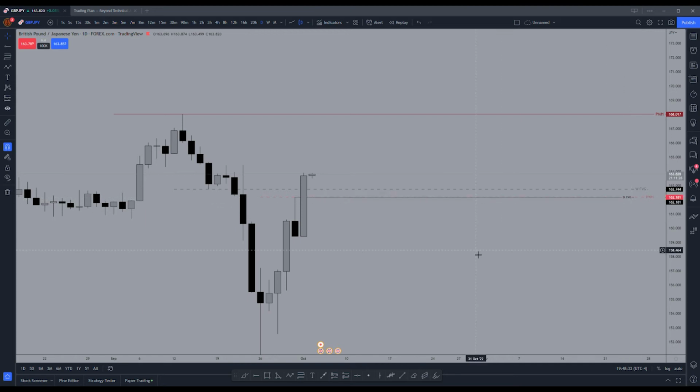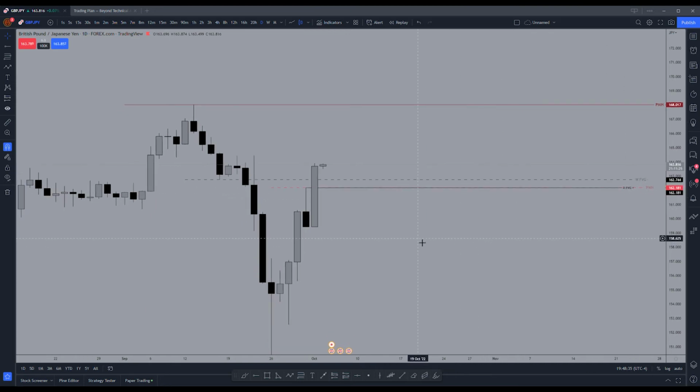What that means is that there's a pretty good chance that we might see GJ drop down and revisit this price before heading back up. Again, just confluence. The market likes to revisit certain particular points, especially old session highs, lows, things like that.